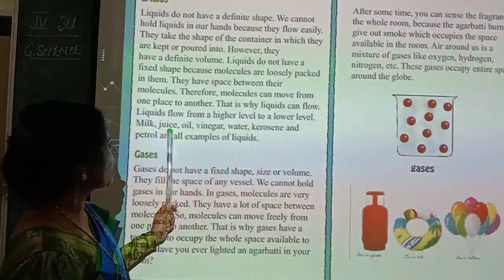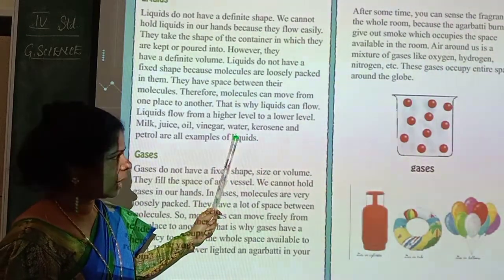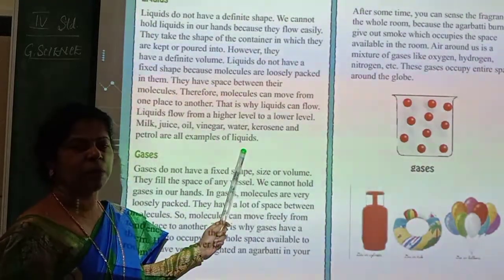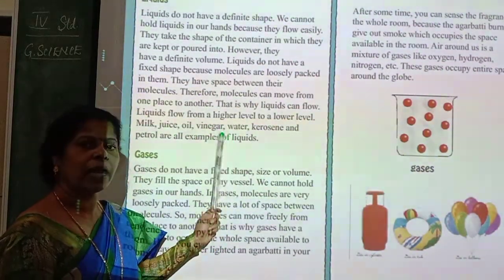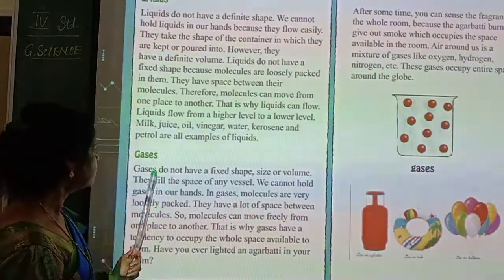Understood? So these are all in the form of liquids here because they are going to take the shape of the container. They have a specific volume. But what happens? The intermolecular space is less. So what happens? They move. The molecules which are there will be moving.